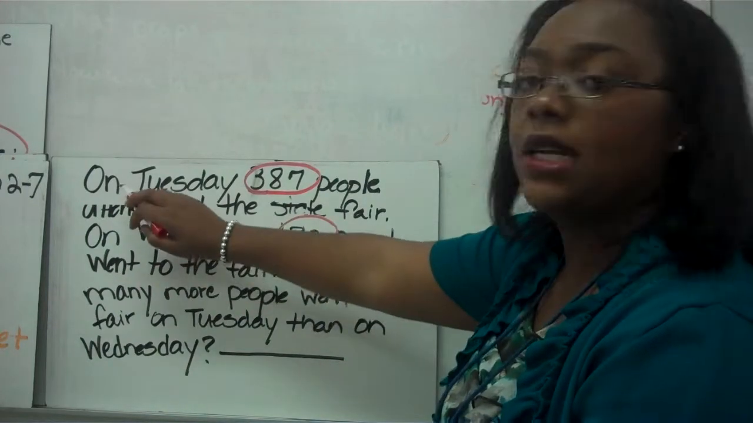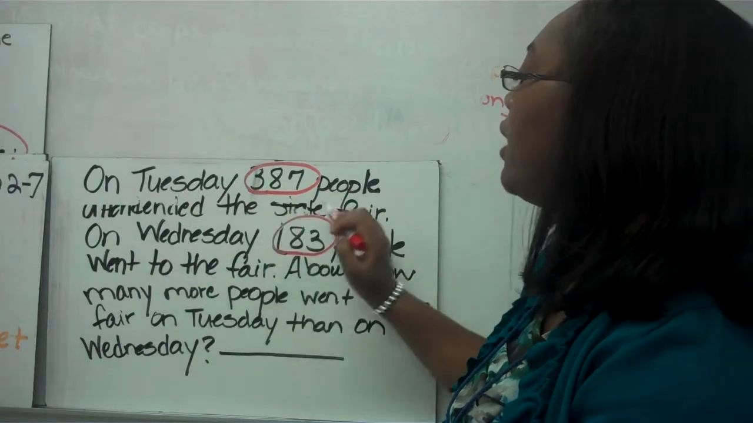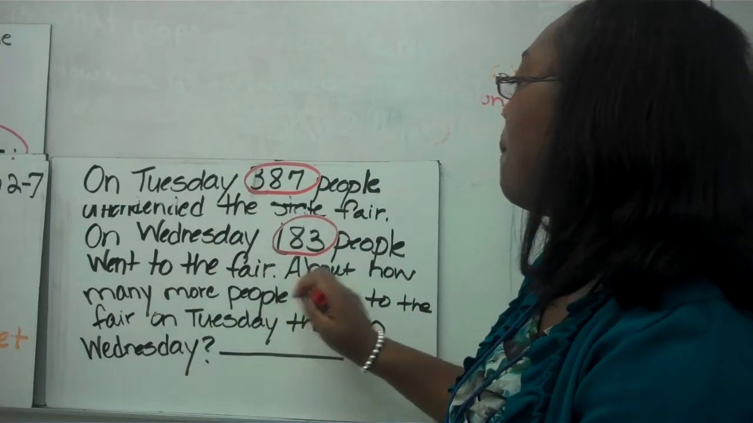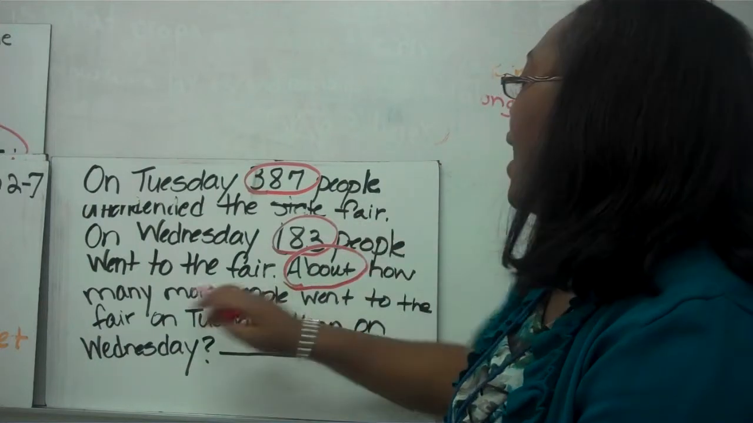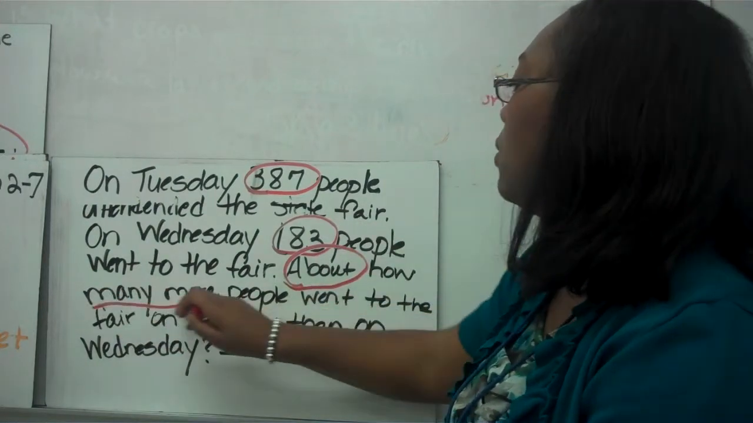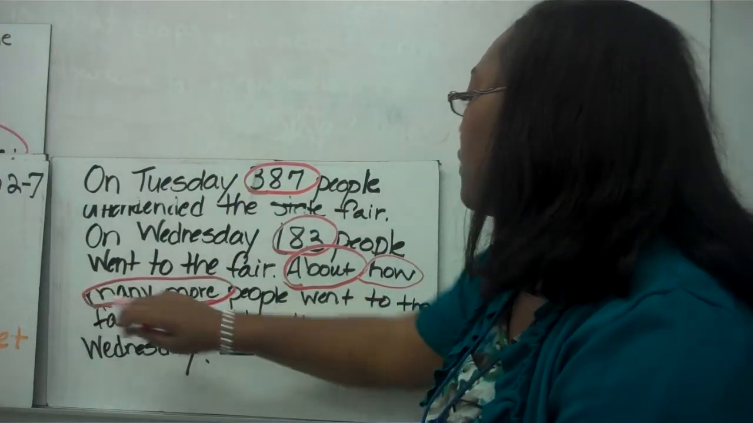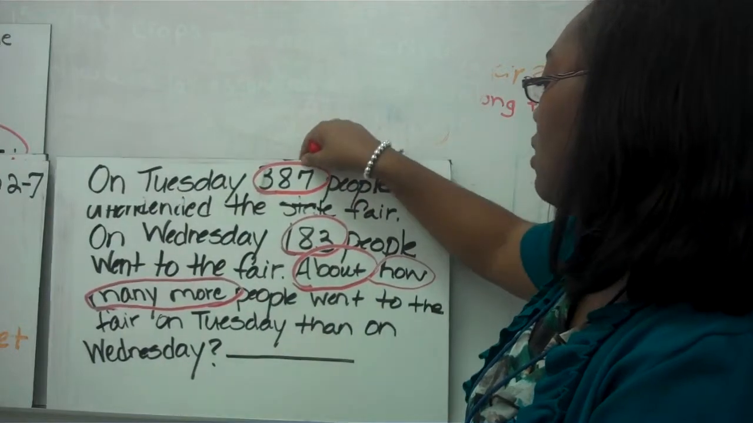Okay, I'm going to read it again. On Tuesday, 387 people attended the state fair. On Wednesday, 183 people went to the fair. About, we know about is associated with our rounding. How many more? How many more we know is associated with subtraction. How many more people went to the fair on Tuesday than on Wednesday?